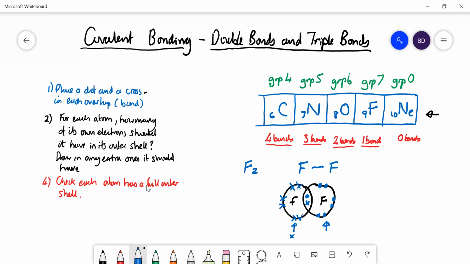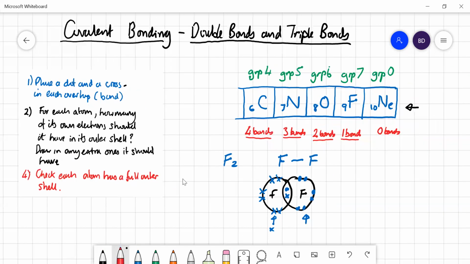Now, number 4 says check each atom has a full outer shell. Well, each fluorine, you can see each one thinks it's got 8: 1, 2, 3, 4, 5, 6, 7, and 8. Same for the other one. So that is the correct dot cross diagram, and a single bond would appear to be the right thing to draw. Okay, now let's go to oxygen, O2.